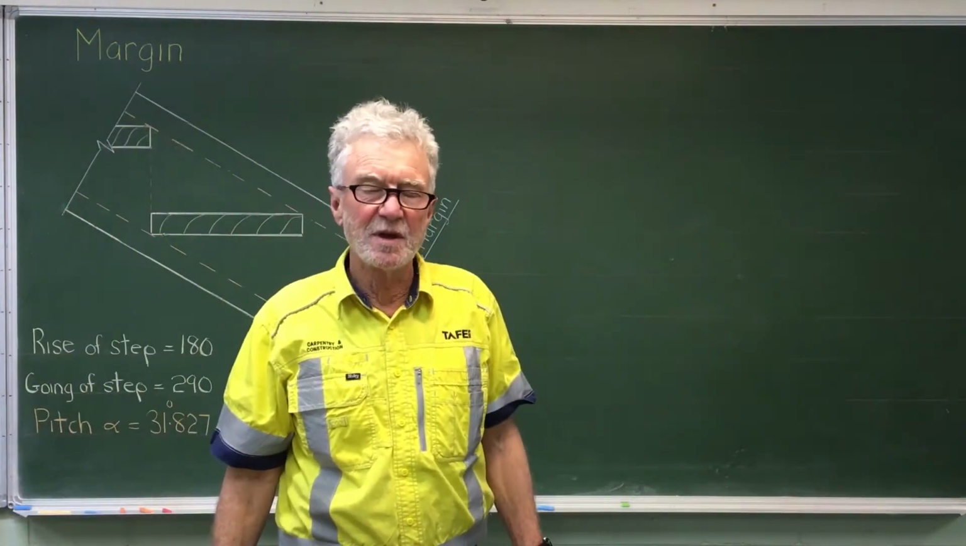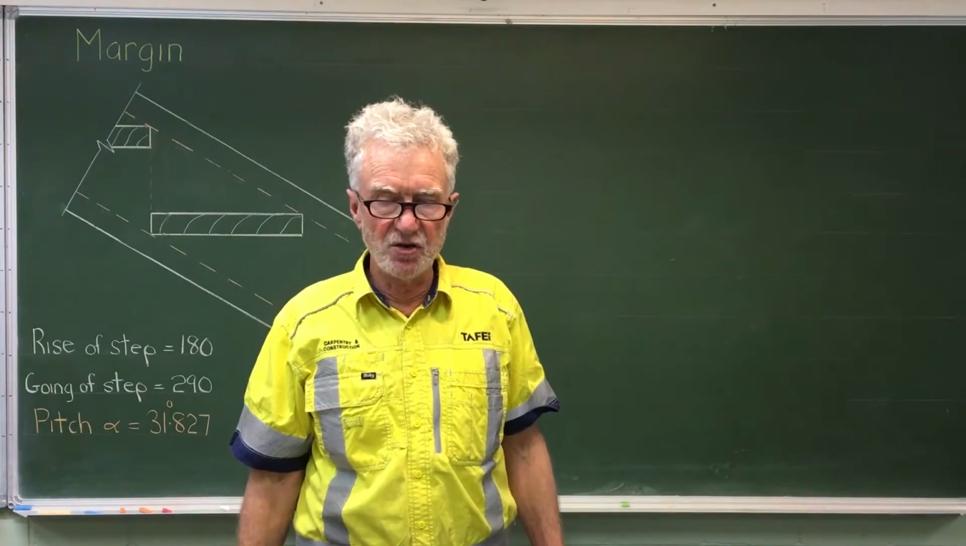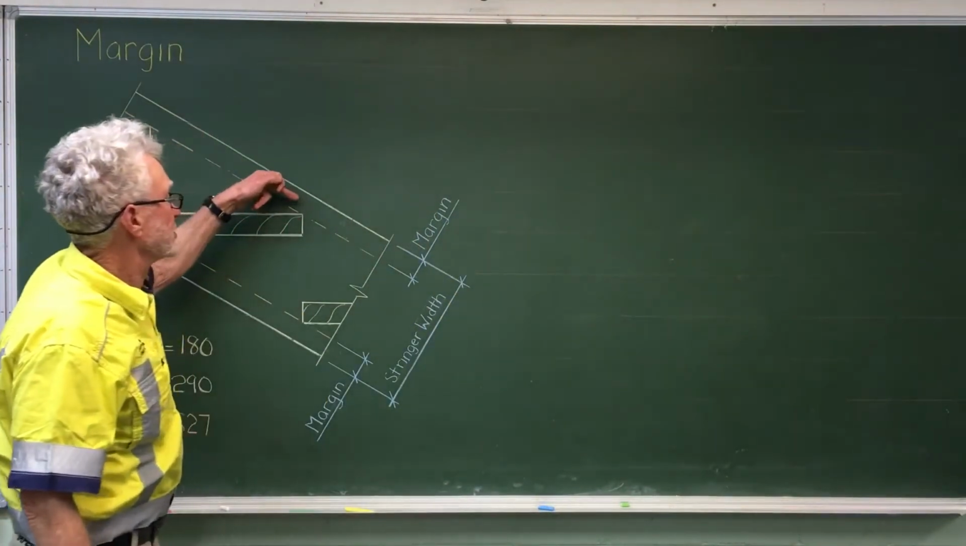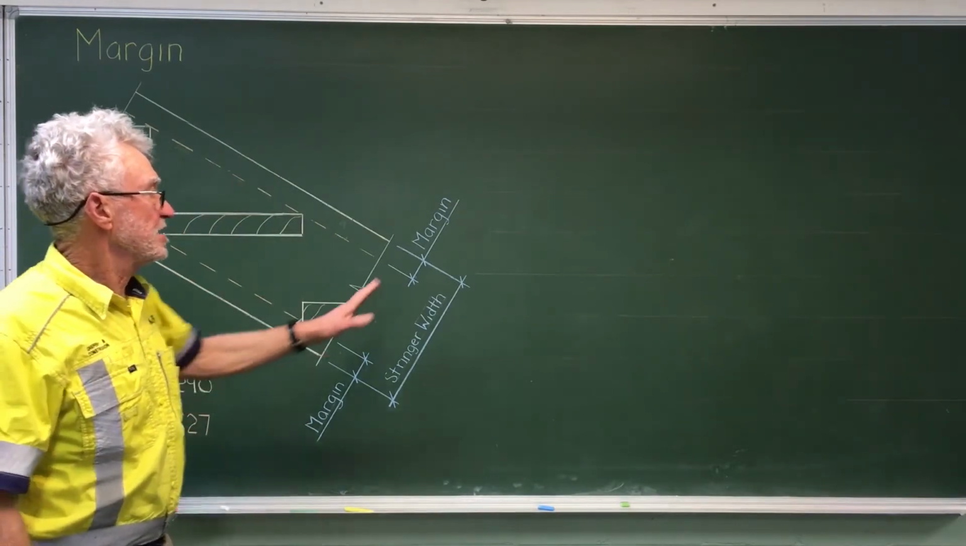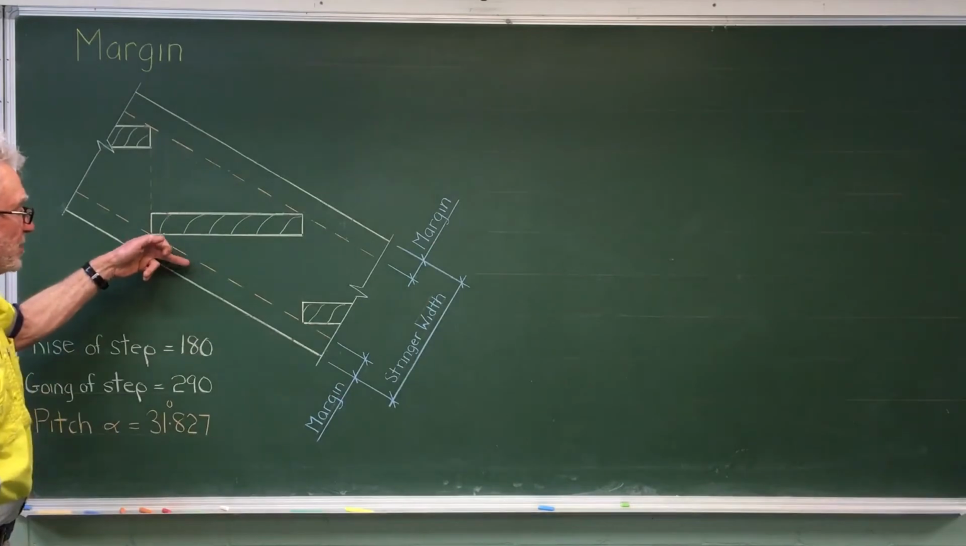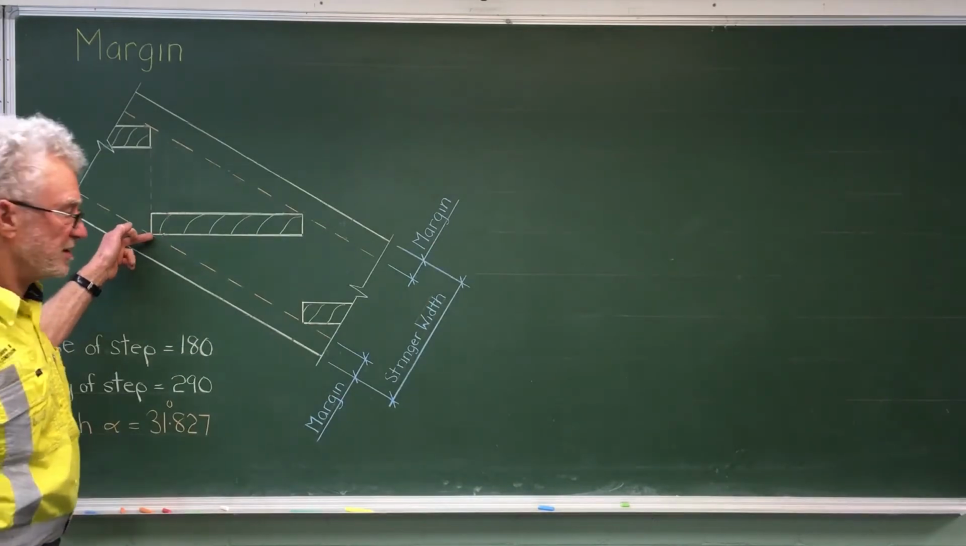So students, when setting out our treads on our stringer, it's usual to set the tread back from the edge of the stringer. This distance is called the margin. There is also usually a margin between the bottom of the stringer and the treads.